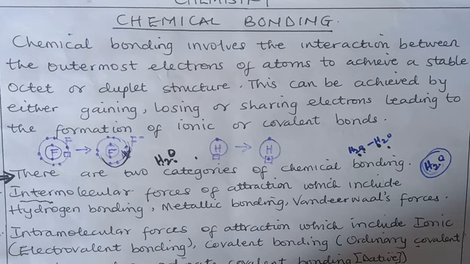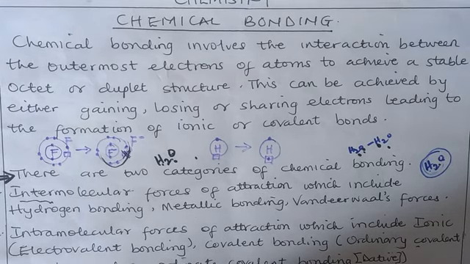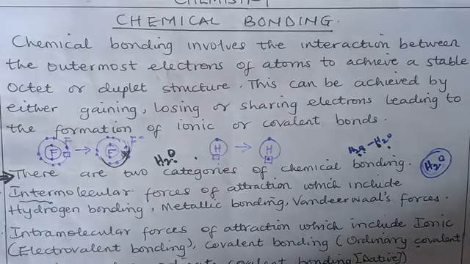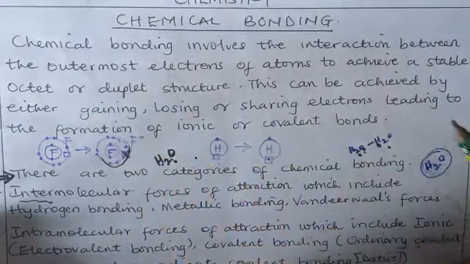So elements or atoms of elements combine together by gaining, losing, or sharing electrons, leading to the formation of either ionic bonding or covalent bonding. We also have other types of bonding as well. All this is a result of chemical bonding, that is, chemical combination of two or more atoms of different elements. And anytime elements do this, they are trying to be stable or to attain the nearest octet or duplet structure.